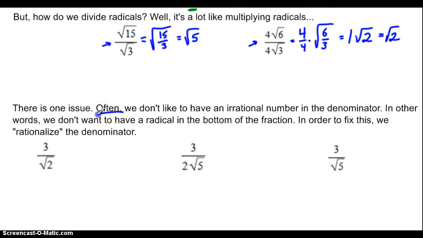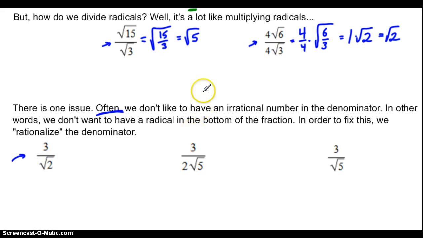There is just one issue. Often we don't like to have an irrational number in the denominator. In other words, we don't want to have a radical in the bottom of a fraction. So something like this right here, where there's a square root of 2 in the denominator of this fraction, is not acceptable. And we'll talk about why it's not always the best thing in class, and why we might not want this. But for now, let's talk about how to fix this. We're going to do something called rationalize the denominator in order to get the square root out of the denominator.